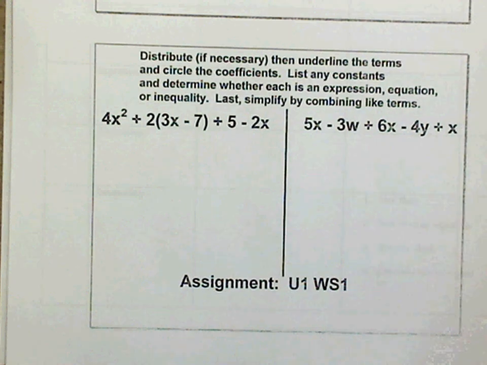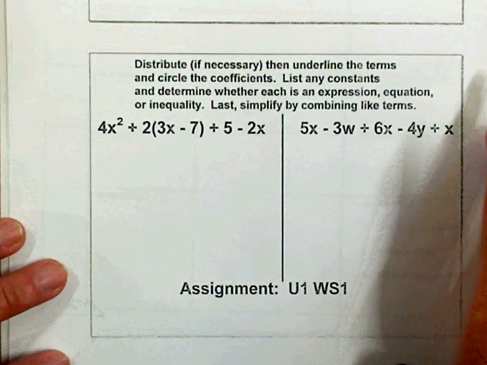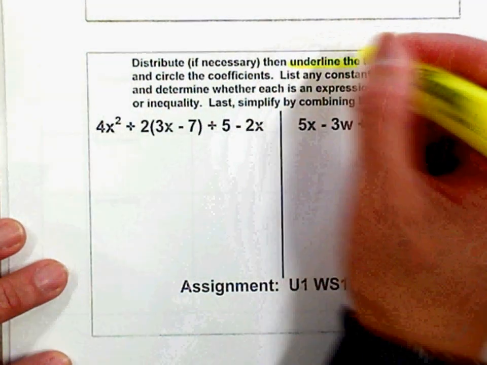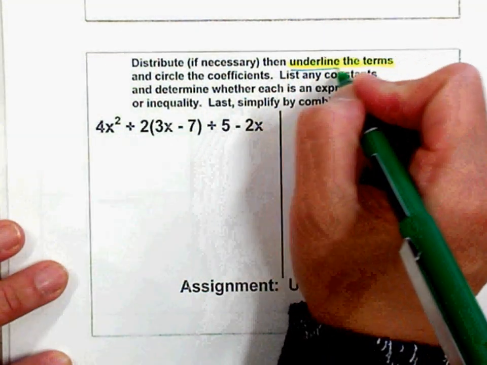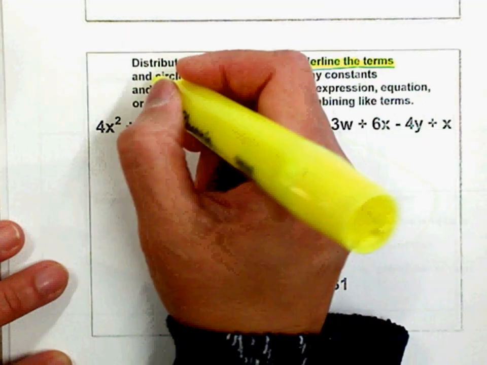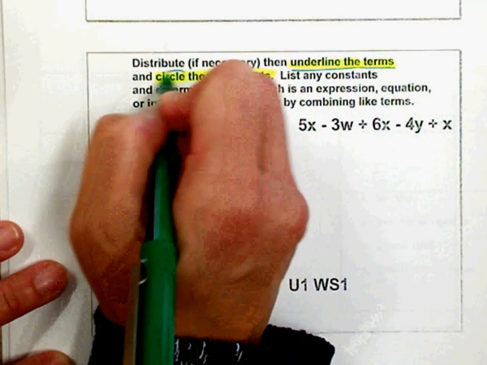All right. So here's something that we are going to do. We are going to underline the terms. Okay. See that right there? We're going to circle the coefficients. So we're going to circle. And we're going to list any constants and determine whether what they've got.